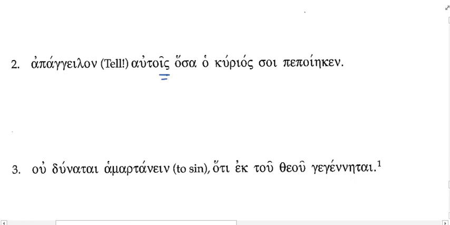What case is autois? Dative. Good. You see the plural dative here? Ois, the iota sigma. So tell them. Hosa ho kurios soi pepoieken. Hosa is from hosos. The gloss you're given for this is as many as or as much as.